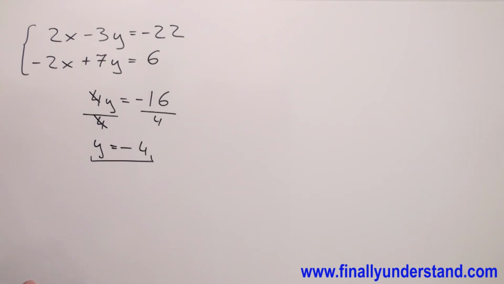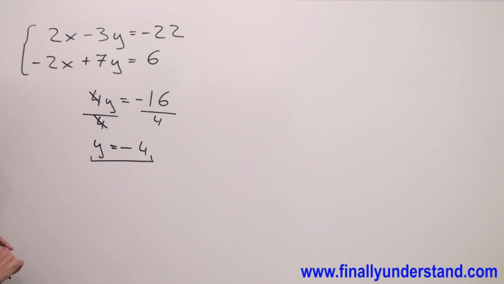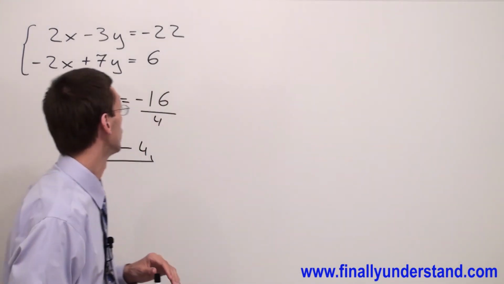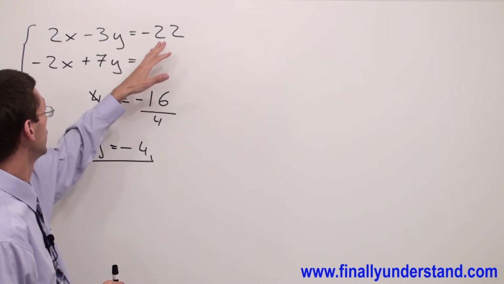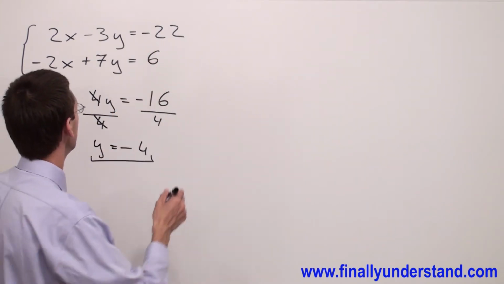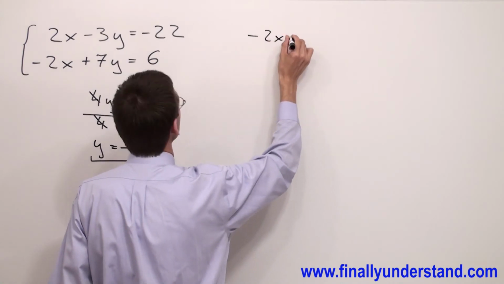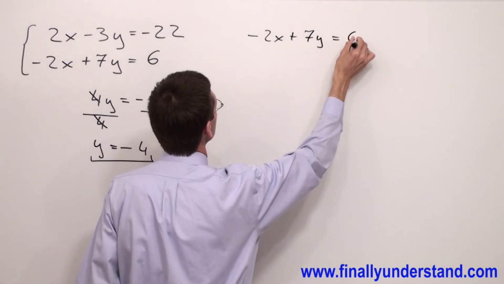Next, I'm supposed to find the value of x. I'm going to take one of these equations. I always choose the one with the lowest numerical values. So I'm going to use the second one, because the second one does have 22, just 6, okay? So I have -2x plus 7y equals 6.